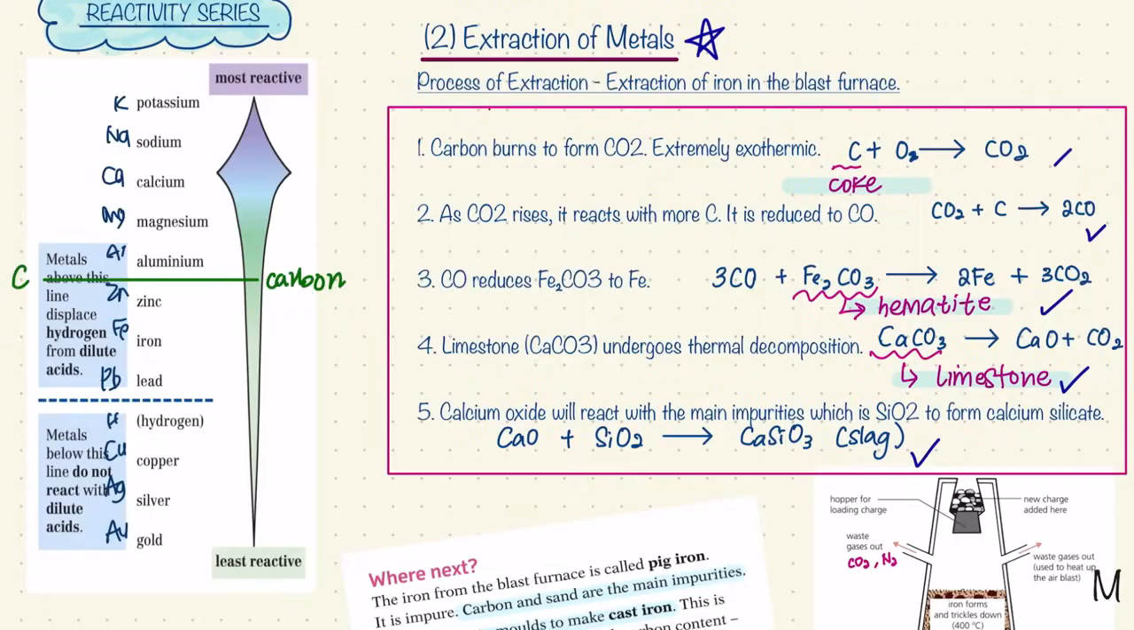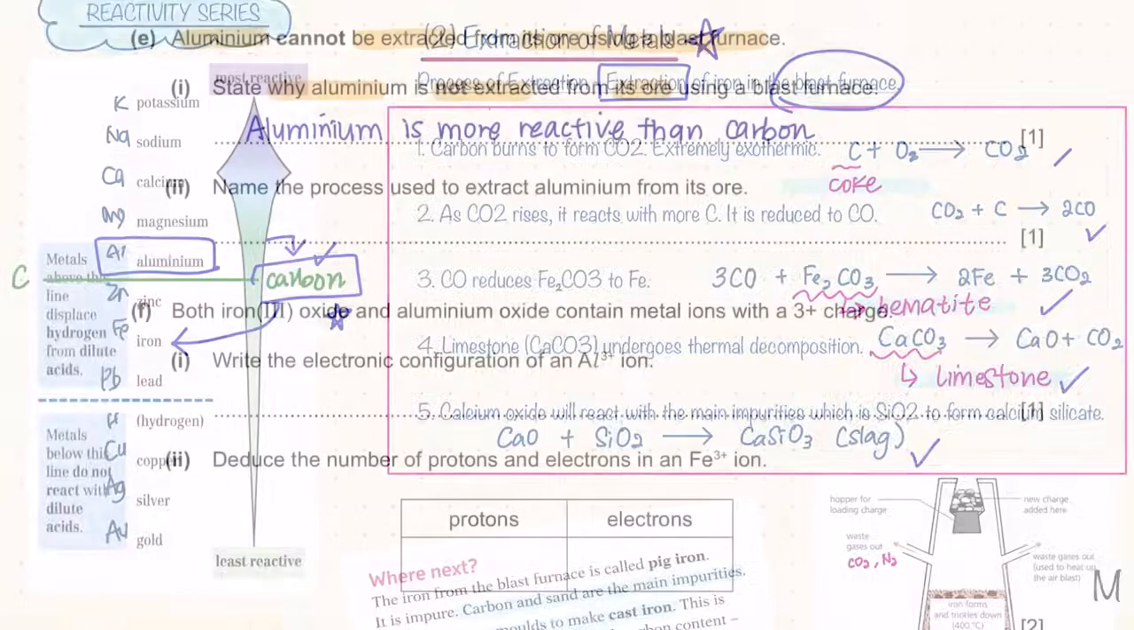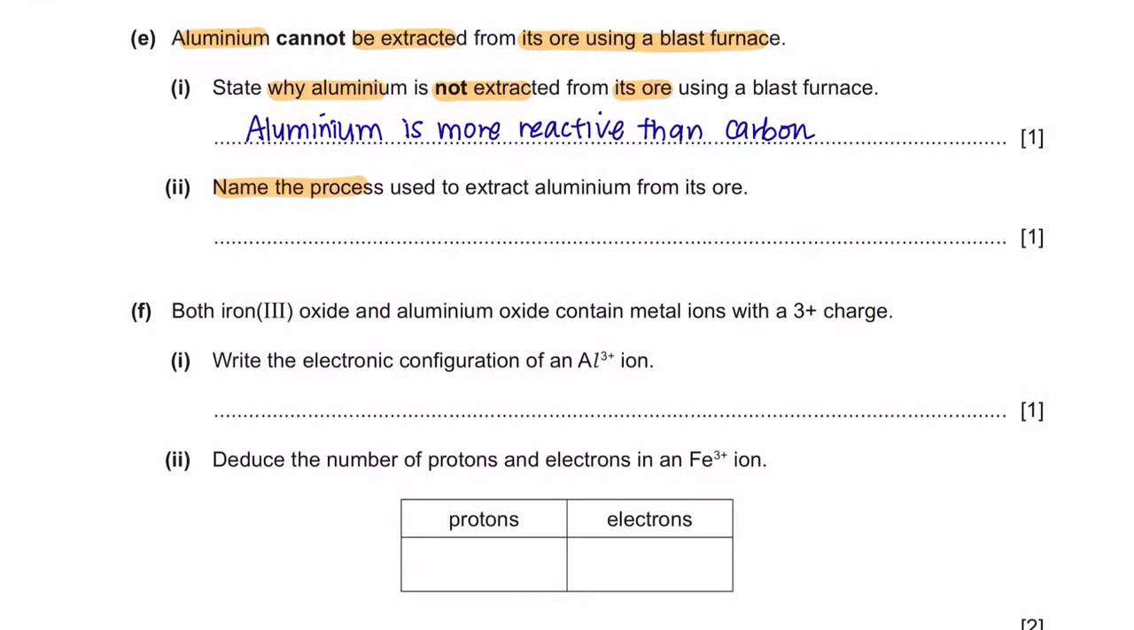Now in the blast furnace, we are using carbon to displace the iron, as carbon is more reactive than iron. However, aluminium is placed above carbon in the reactivity series. This means that aluminium is more reactive than carbon. Hence, we cannot use this as an extraction method in the blast furnace. And part 2. Name the process used to extract aluminium from its ore.